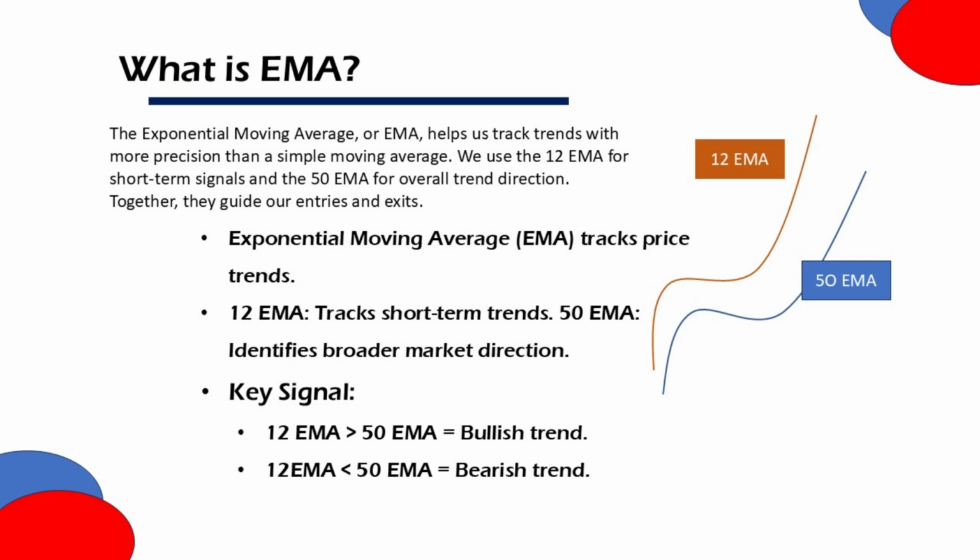By using both EMAs together, we can confirm the market trend and identify when price is likely to reverse or continue. The crossover of the 12 EMA over the 50 EMA often signals a potential buy, while a crossover below may signal a sell. This combination allows us to make informed, profitable trading decisions.